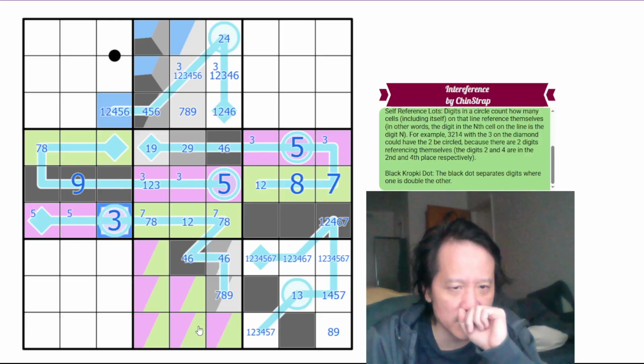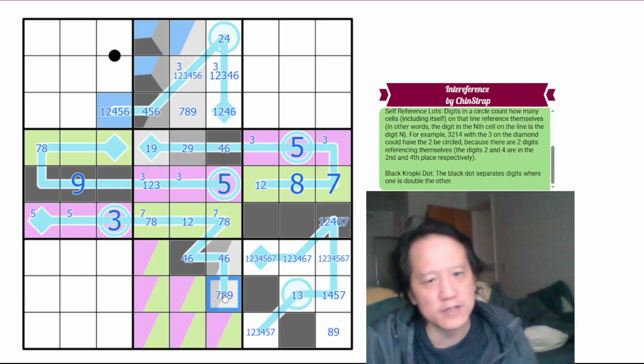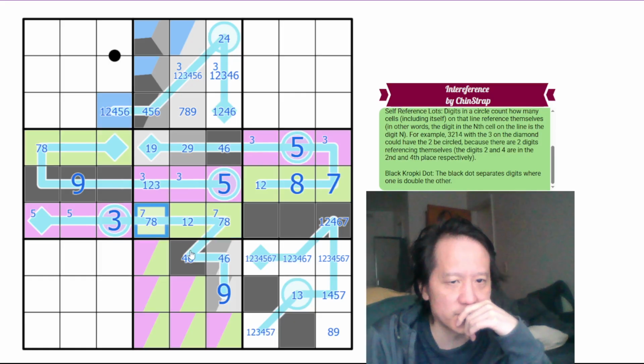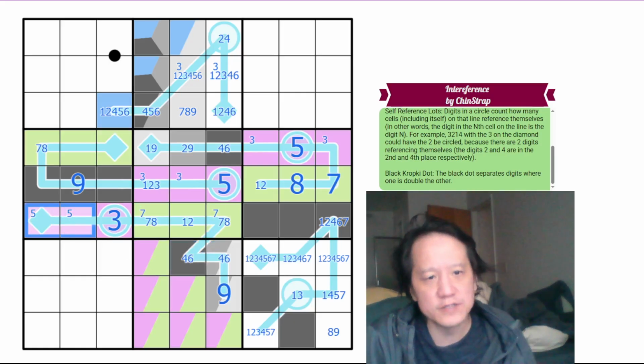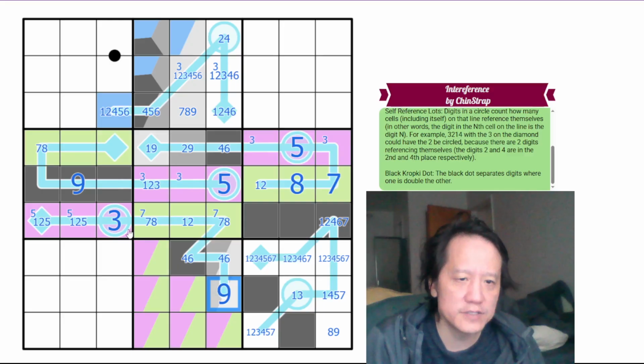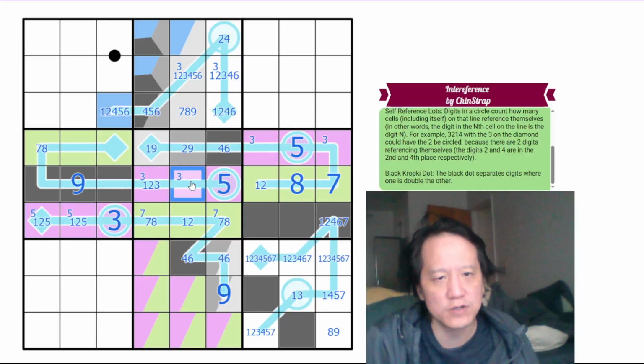So 3 is self-referencing here. We have a 7, 8 on the line. That would force this to be 9. So 9 is self-referencing. 7, 8 are pointing to 4 and 6. This is 5 and 1 and 2. So 9 is self-referencing, 3 is self-referencing, one of the 1 or 2 is self-referencing, so this does actually kind of work.